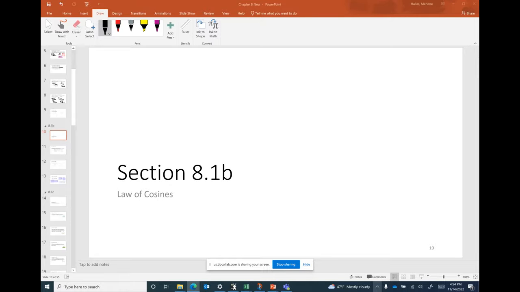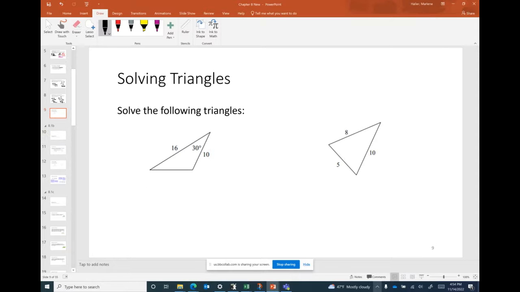All right, when we left off in 8.1a, the lecture for the law of sines, we were looking at these two triangles, and we discussed the fact that we couldn't solve them with the law of sines. So for side angle side triangles or side side side triangles, we have to use the law of cosines.